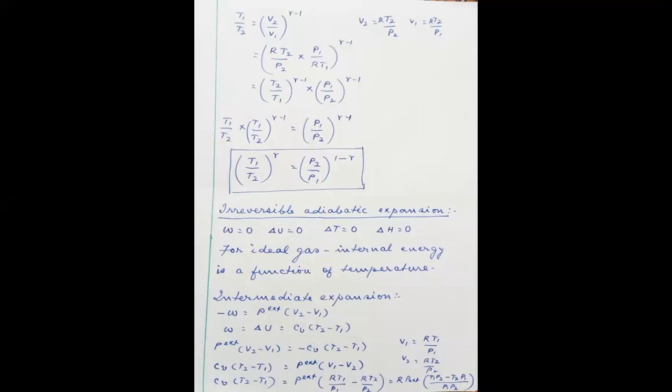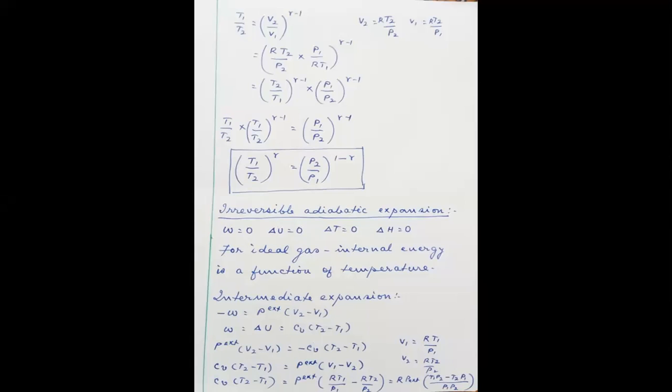in the irreversible adiabatic expansion, external pressure is 0. Work done is external pressure multiplied by volume change. So work done is 0. And also, as work done is 0, W is equal to delta U in the case of adiabatic process. So delta U is 0. The temperature change is also 0 because there is no change in the internal energy. There is no Q entering the system. So Q is equal to 0. So delta T is equal to 0. As delta U is 0, delta T is 0, W is 0, delta H is also 0.